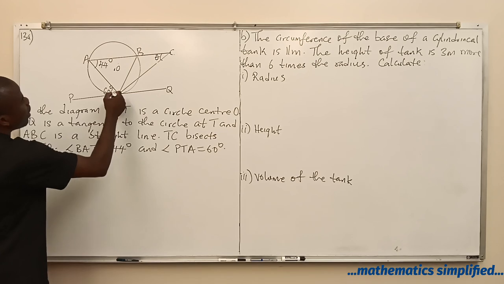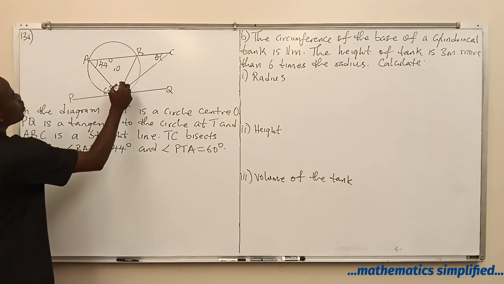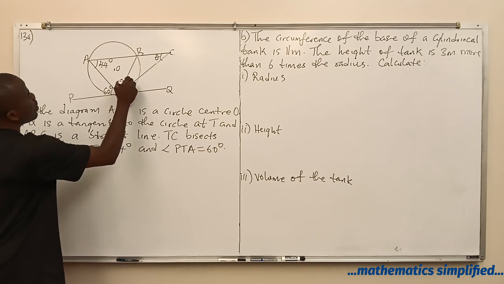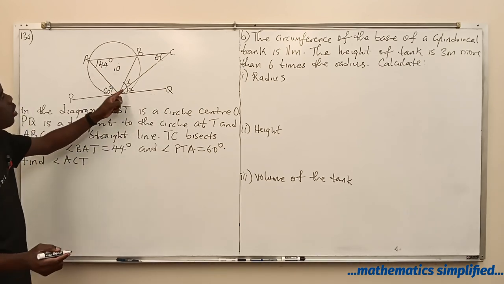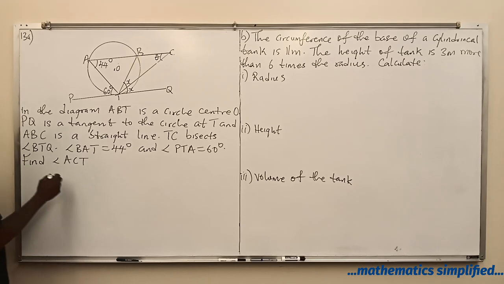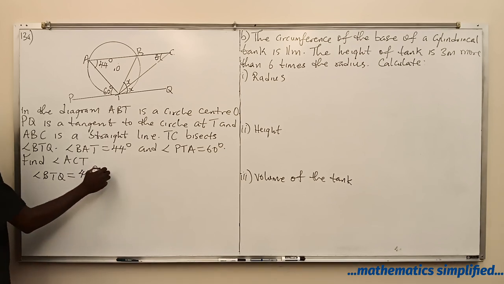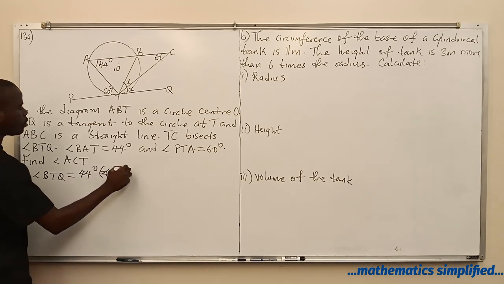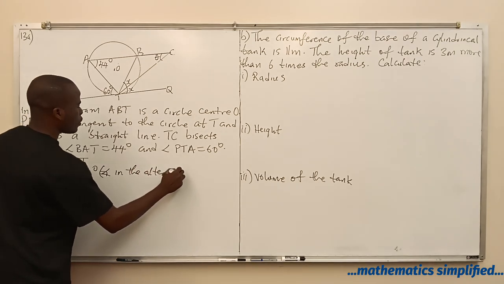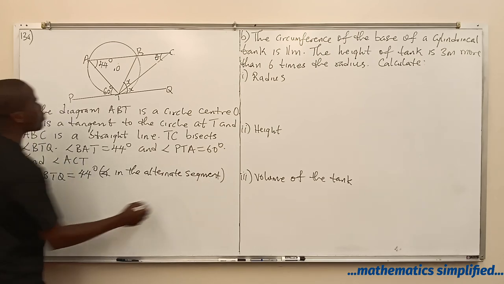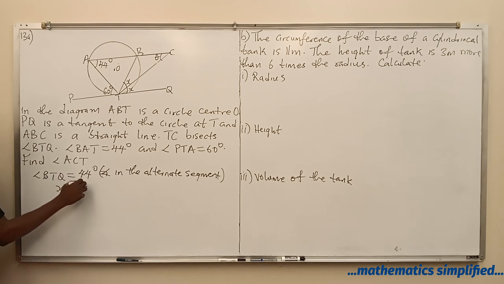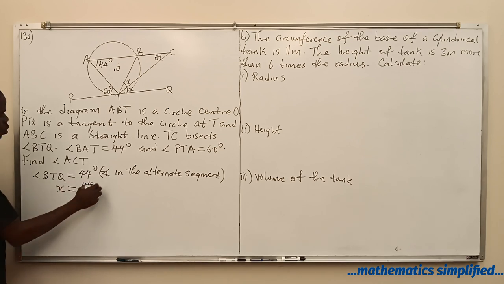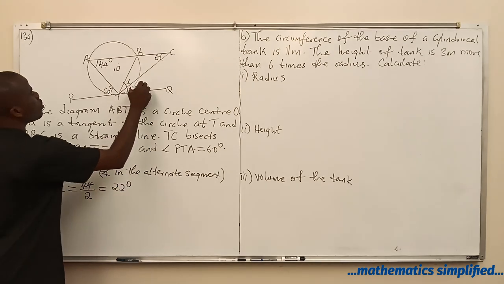If this bisects angle BTQ, it means if here is X, here is also X. But mind you, angle BTQ is 44 degrees because we call that angle in the alternate segment. Angle BTQ equals 44 degrees. Reason, angle in the alternate segment. So since it bisects it into two, X will be 44 over 2, which is 22 degrees. So this X is 22 degrees.